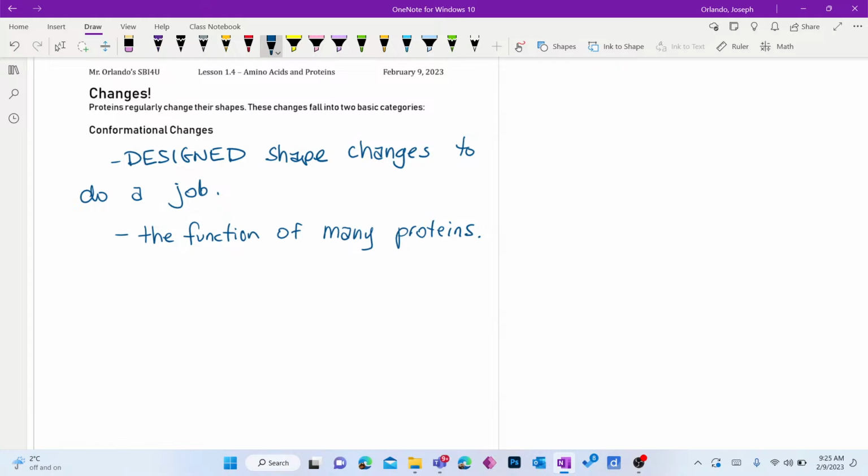There are enzymes whose job is to grab a hold of one molecule, grab a hold of another molecule, and then move them into place to each other so they react. Literally like a little factory line assembly, and the protein changes shape. There are proteins that act as gates that will open and close to allow things into and out of a cell, or to close so that things can't get in and out of a cell. They're designed to change shape. That is their function.